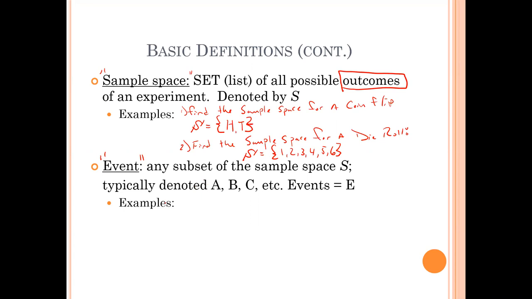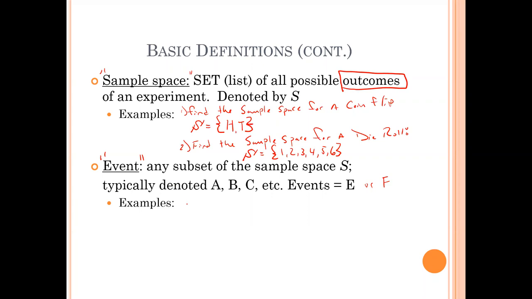It's typically denoted with letters. The most common ones we will use in this class are event E, or event F. I'm going to call it event E, E for event, or event F if I want a second event. An event is also a set.